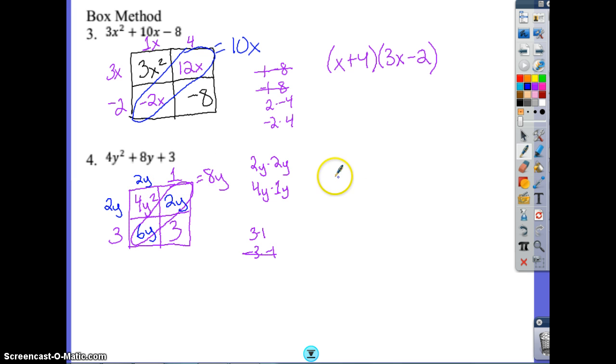As soon as you see that, again, write your answer because you are factoring. (2y + 1)(2y + 3) is the factorization of 4y squared plus 8y plus 3 by the box method. Okay, remember this is just a method that you can choose. You do not have to choose this one.